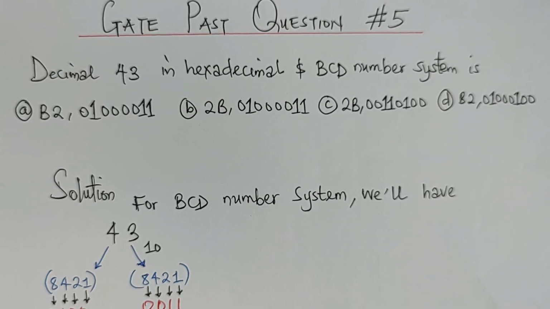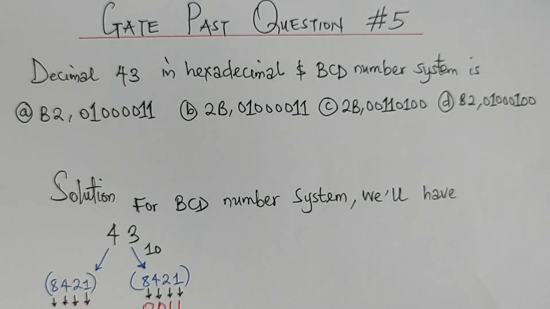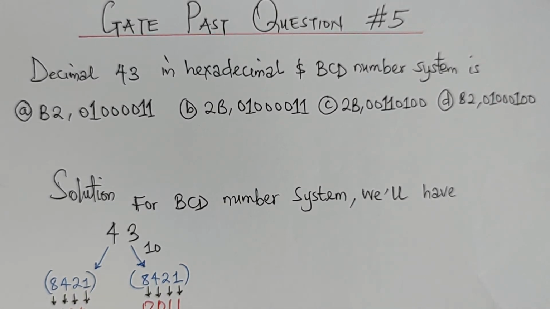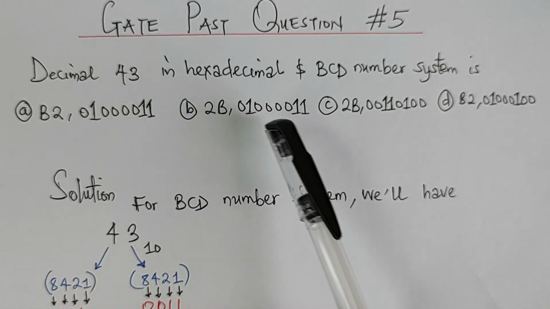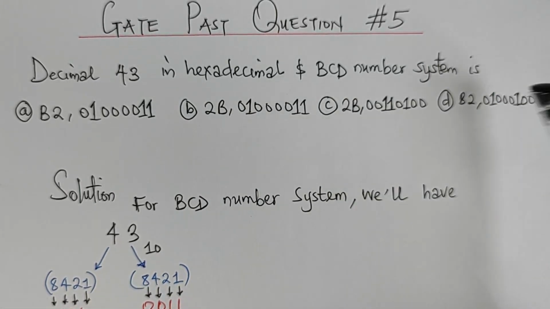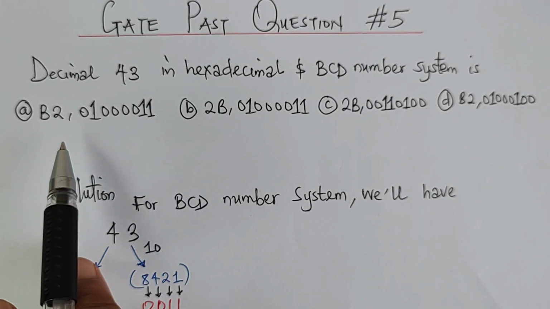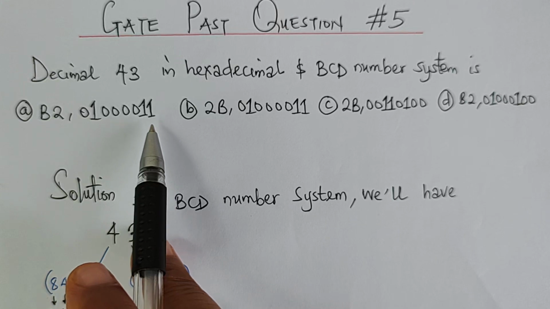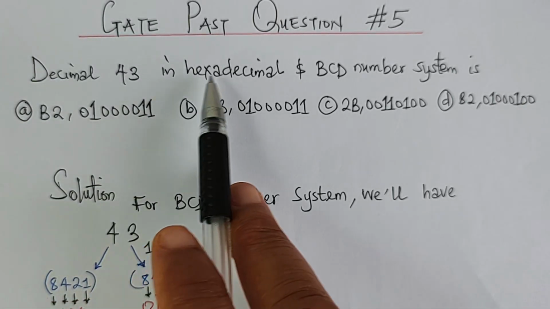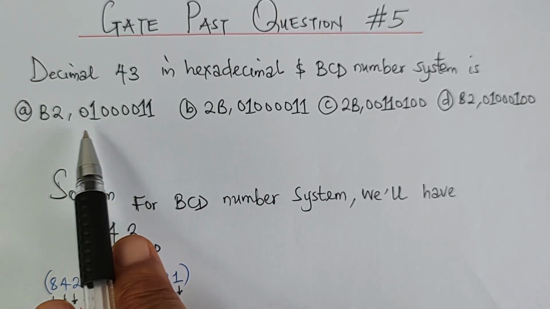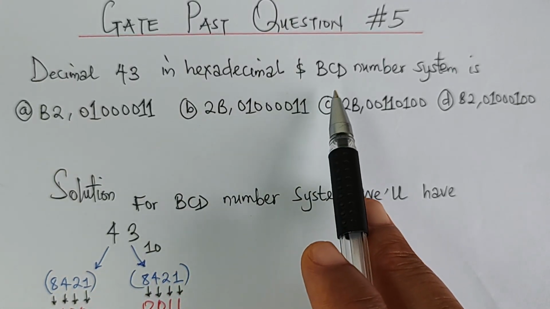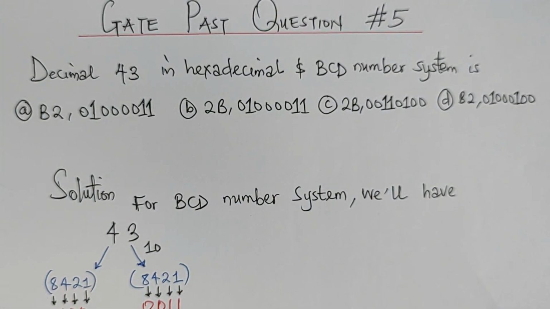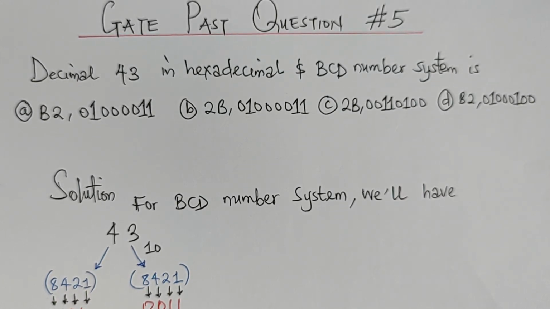So without any further ado, let's give a shot to this given question by providing a solution to it. The question is: decimal 43 in hexadecimal and BCD number system is what? So we have option A: B2, comma 01000011. Just take note that the B2 is representing the hexadecimal, while this other one is representing the BCD. So whenever you get to the exam hall, don't get confused. Just try to understand the question before you solve so that you don't muddle things up.